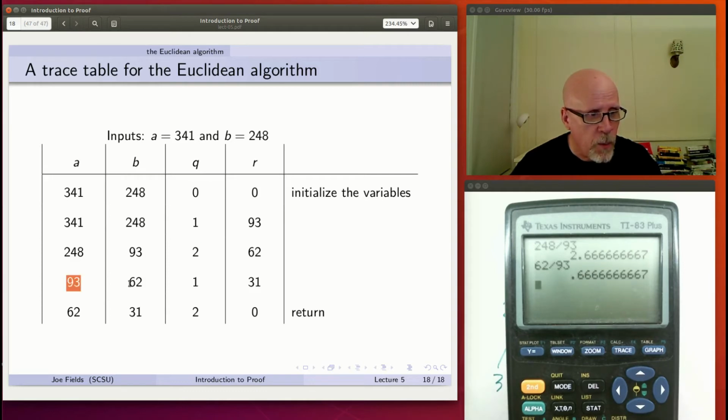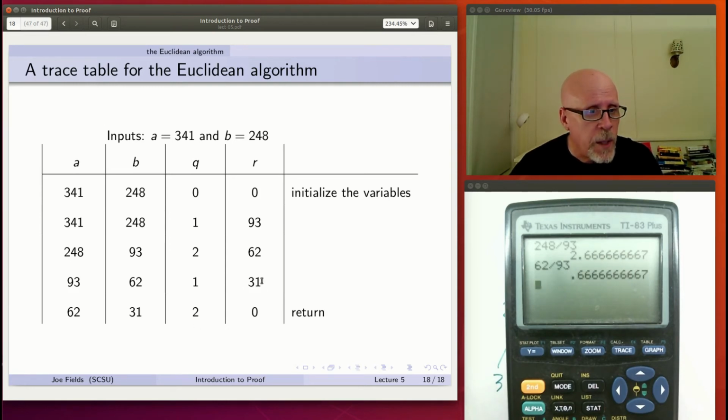All right, so now we're looking at 93 and 62. I can probably see by eye that it goes in once and the remainder will be 31. Okay, so the next iteration through the loop, A is replaced with the 62 that came from B, and B is the 31 that came from R, and that goes in twice and there's no remainder. Beautiful, because that's the signal that we should return. Oh, I probably should have said return what? What is the answer? Well, it's 31.